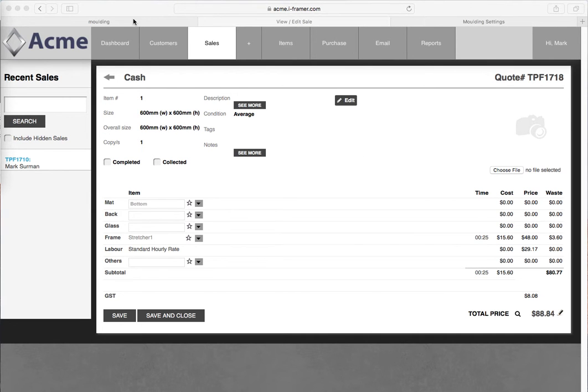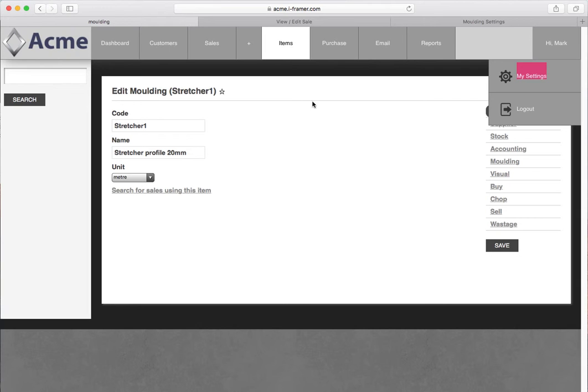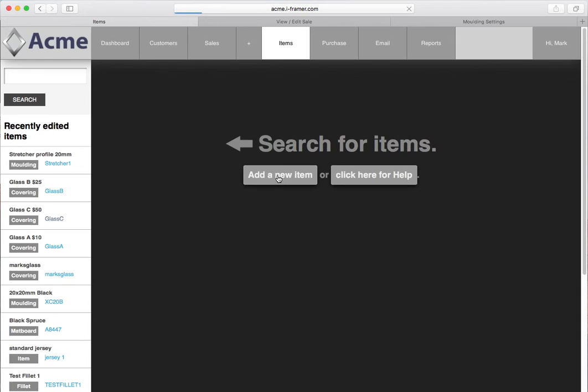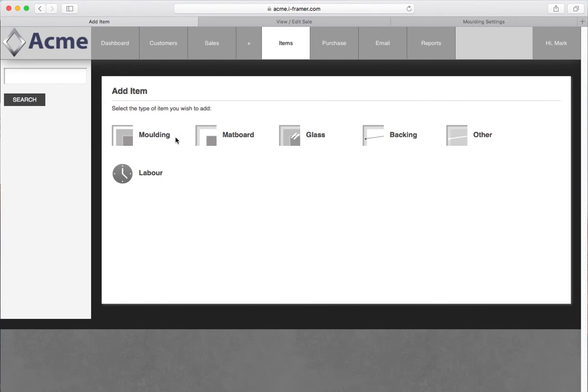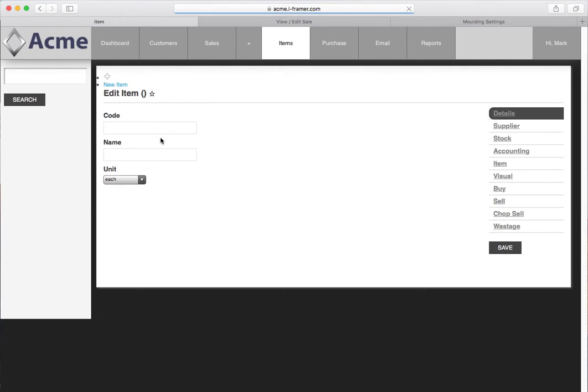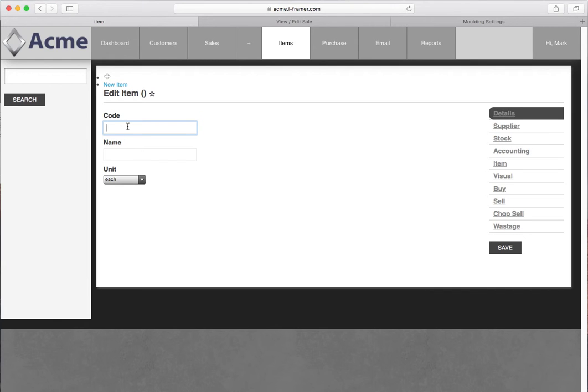Okay, let's continue on and go back and create another stretcher. This time we're going to do this one by a set square meter price. So we'll go back to items, add a new item, and again we'll put this one into other, and we'll call this one stretch small frame.